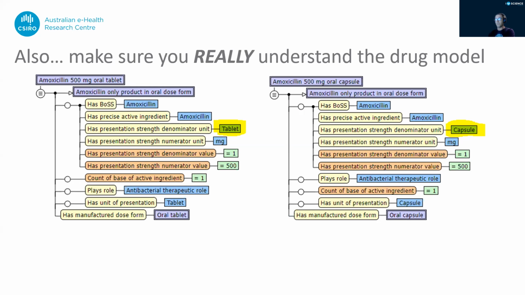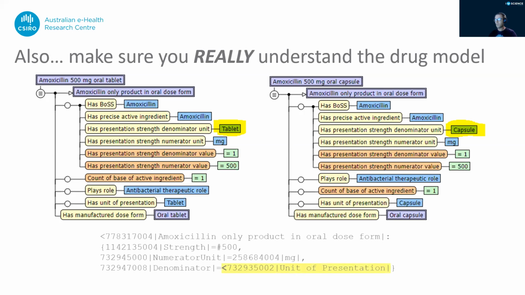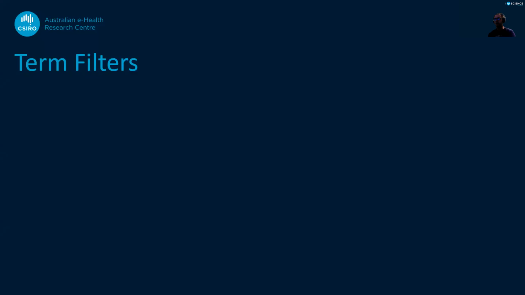Also make sure you really understand the drug model. This is just a simple example where we've got two concepts that are effectively the same, except one's a tablet and one's a capsule. If you're doing strength comparisons here and you're doing a really robust query that does use the denominator unit, you need to use something like a unit of presentation, because the denominator unit is going to be different for each of these. So previous one, the denominator was mils, but this one, they're slightly different. So you've got to understand how that works.